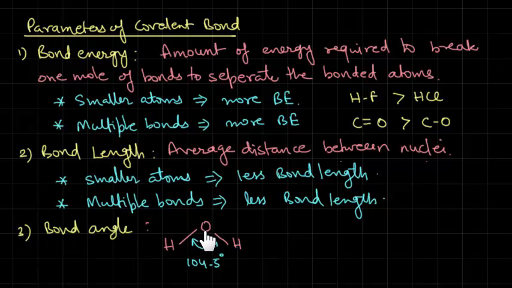Third, bond angle. It's quite straightforward. In the case of water, for example, H, O and H, this is the angle between HOH, which is 104.5 degrees. So the bond angle of HOH in water is 104.5 degrees.